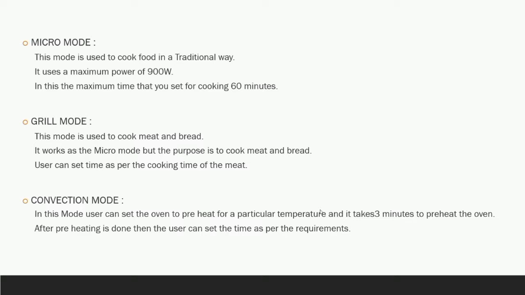Grill mode. This mode is used to cook meat and bread. It works like the micro mode, but the purpose is to cook meat and bread. The user can set the time as per the cooking time of the meat.